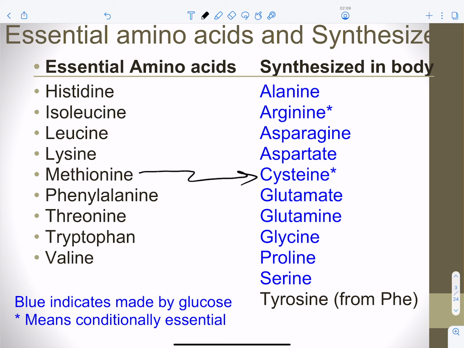We also have some essentials based on growth. So we have arginine for growth. We also have tyrosine, because tyrosine is going to come from phenylalanine. Again, if you have a deficiency of phenylalanine, tyrosine will have to become essential.